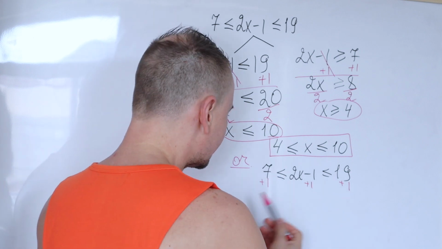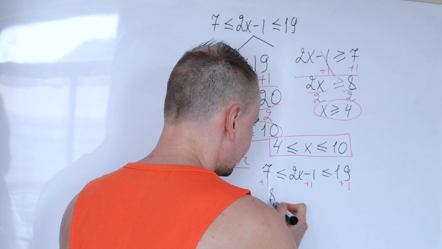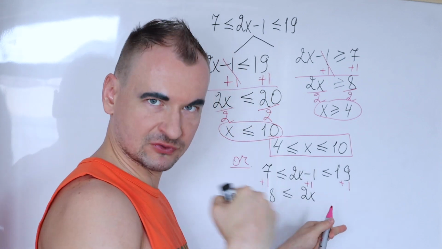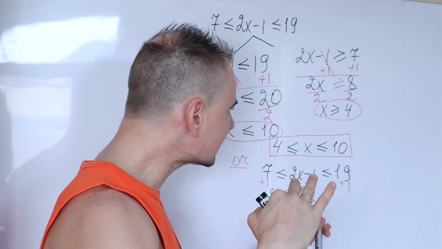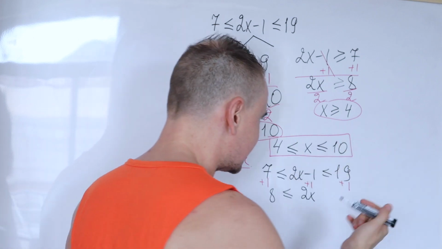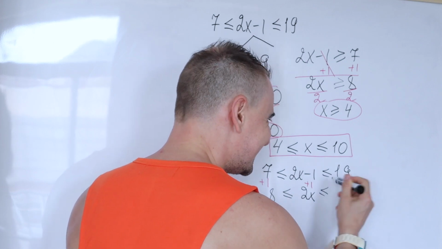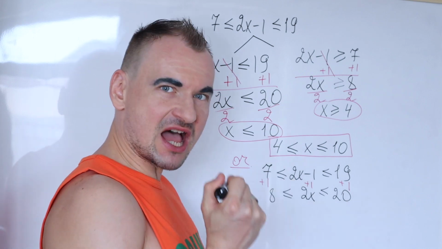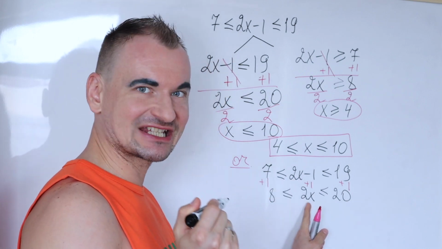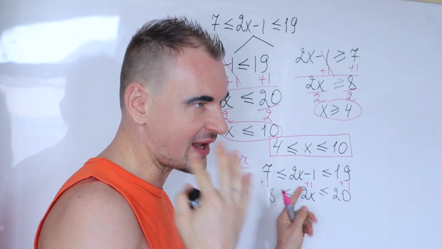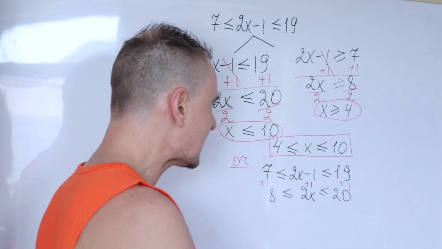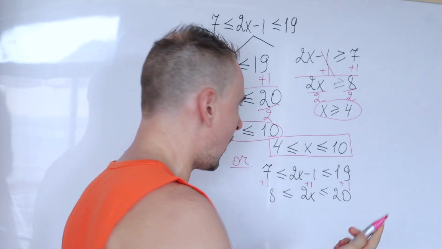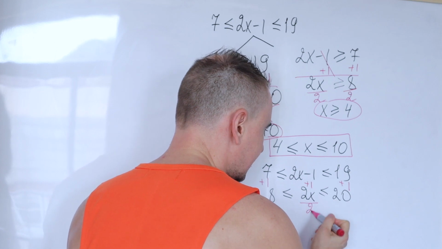So it becomes just 8, then 2x, since negative 1 and 1 cancel each other out, go away, and on the right side, you would have 20. And finally, the last step. We want to get x alone. Again, isolate x. So divide through by whatever is attached to your x. In this case, it's 2, so divide through by 2.